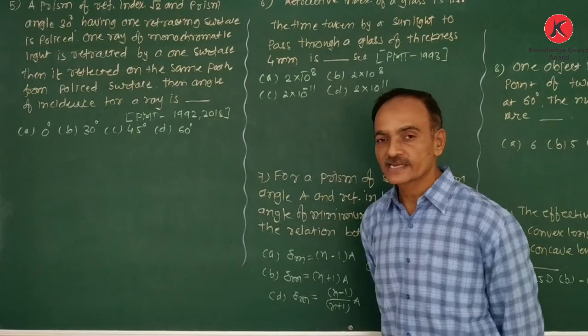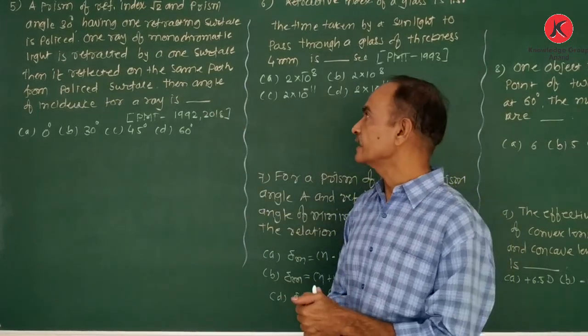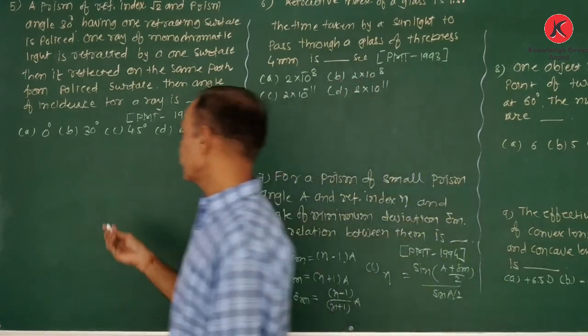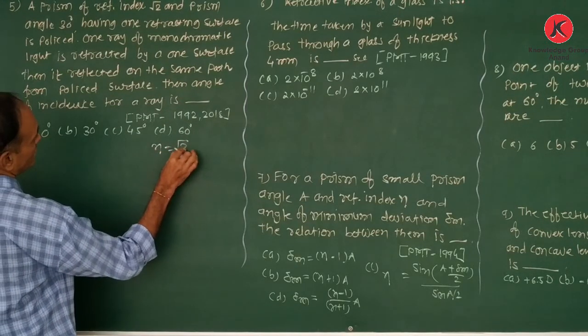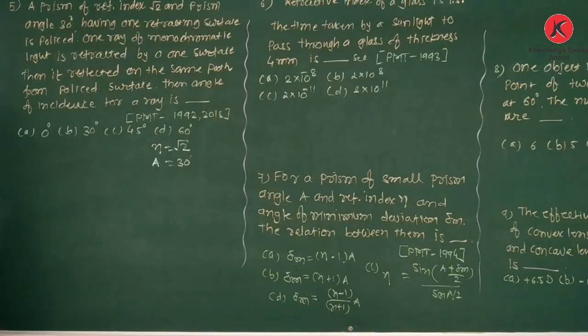Okay, now the next numerical was asked in 1992 and 2018. A prism of refractive index 2, right? Here we also note down n is equal to root 2, and the prism angle is 30. One reflecting surface is polished.